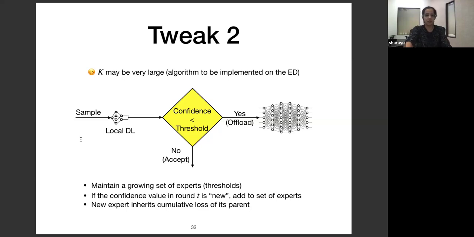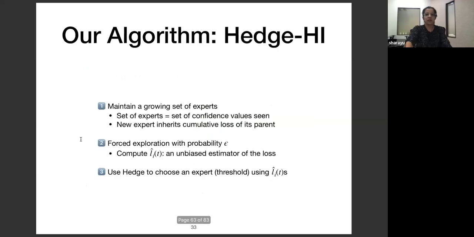Now, putting all these pieces together, here is the algorithm we propose. We call this algorithm hedge HI. It has three salient features. One, we maintain a growing set of experts. If the confidence value in a round is new, we add it to the set of experts. Each new expert inherits the cumulative loss of its parent up to that time.